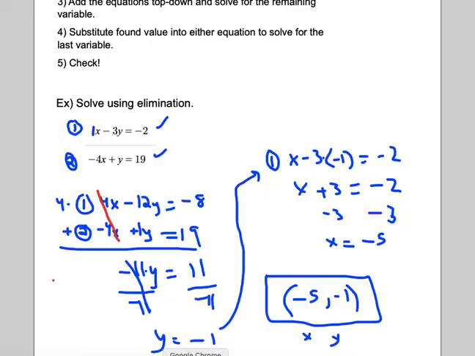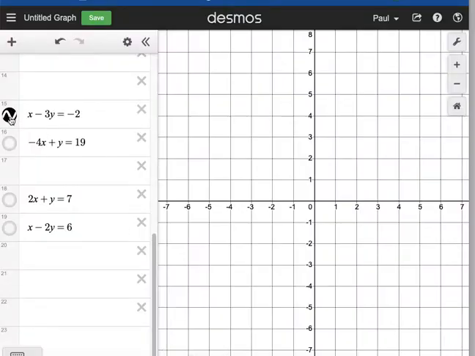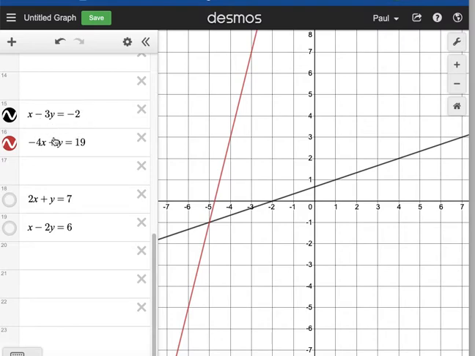The other way that we can check it is by going over to Desmos. If you were to plug in both equations, you can see where they intersect. Look at that, chicken dinner, negative 5, negative 1.